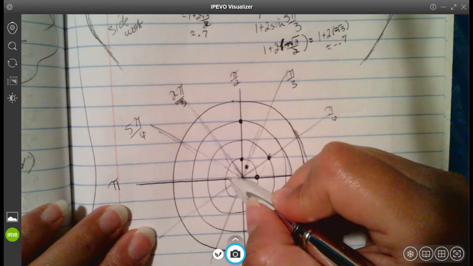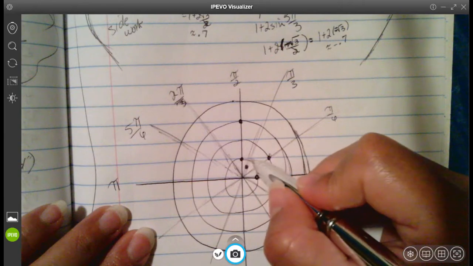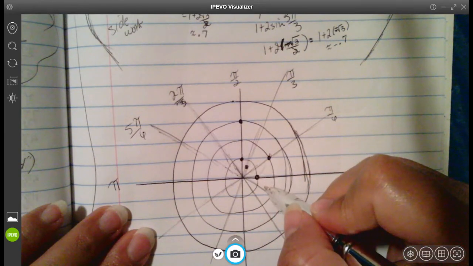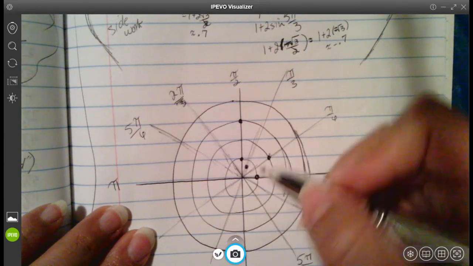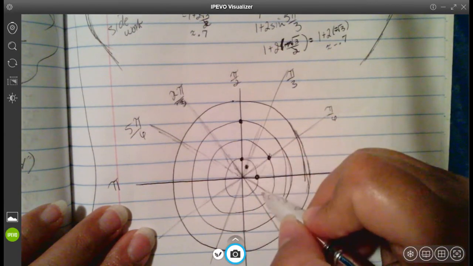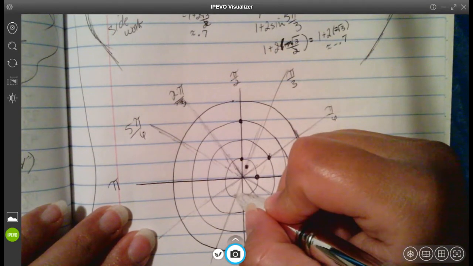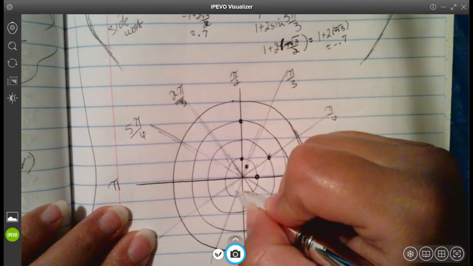5 pi over 3 would be all the way around. So 1, 2, 3. Oh, wait, I'm losing my spot here. 1, 1, 2, 3, 4. Okay, so it's going to land about here-ish. 0.7, about right here somewhere.